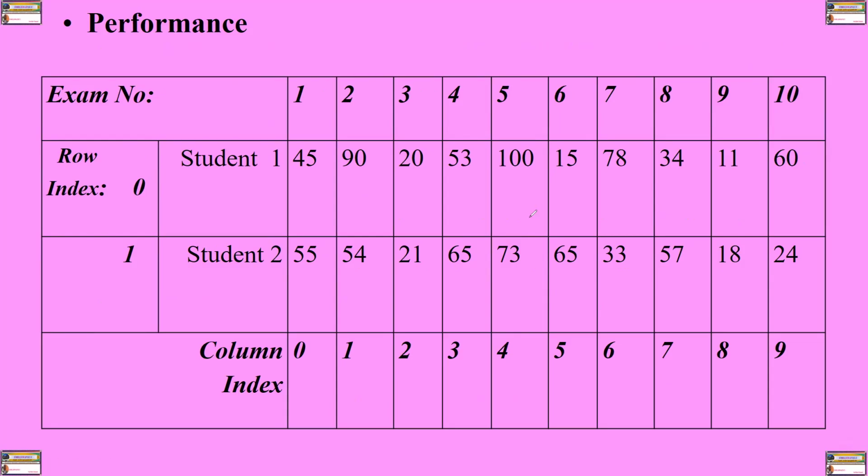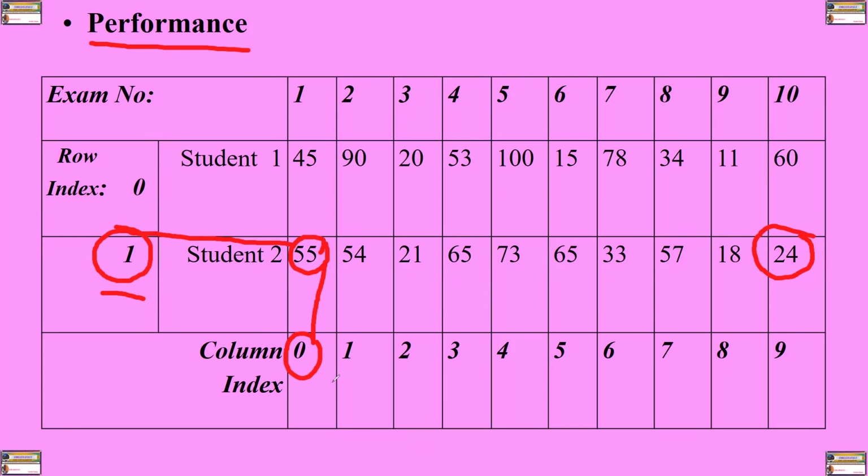55 and 24. Where's 55? This is 55, and then this is 24. So in this array, you can see that 55 is found in the second row, whose index is 1, and first column, whose index is 0. So 55 is identified as performance, index subscript 1, then index subscript 0.